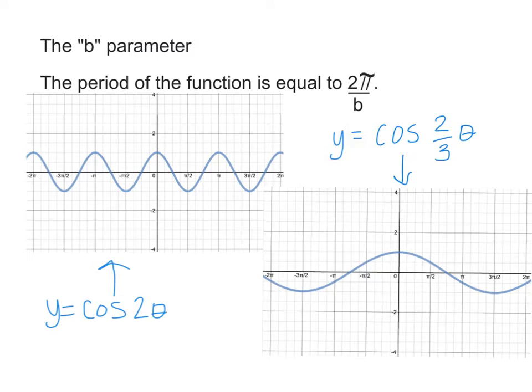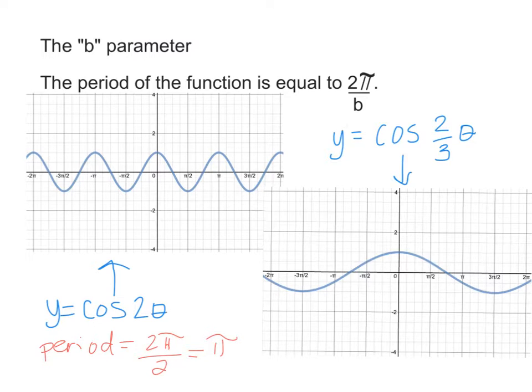And the way that we figure out what the period is from the equation is that the period is equal to 2 pi divided by b. So in this case, for this one, period equals 2 pi divided by 2, which is just pi. And that's why you see it going from 0 as a maximum to pi as the next maximum. That's one complete cycle. So you find the period by doing 2 pi divided by b.